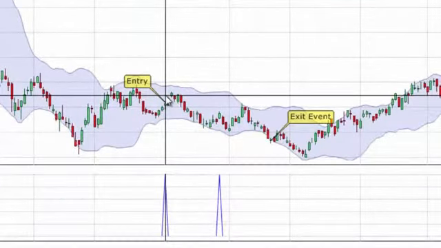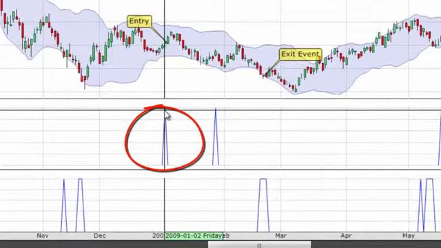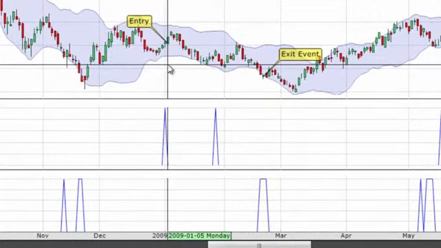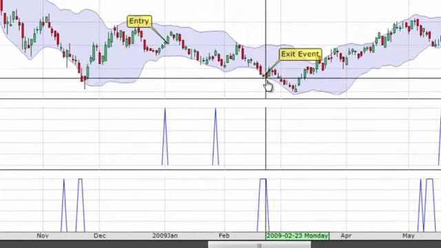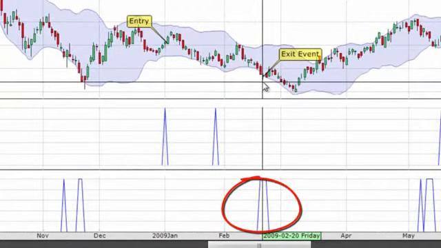So yeah, we see the entry here was actually at January the 2nd. Well, the signal was January the 2nd. The simulator is set up to buy the next day at the open, and then we sold out down here. Well, the signal was on the 19th. We sold on the 20th at the open, is how that worked out.